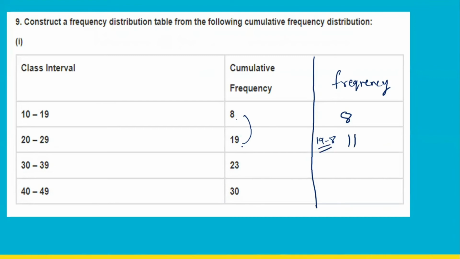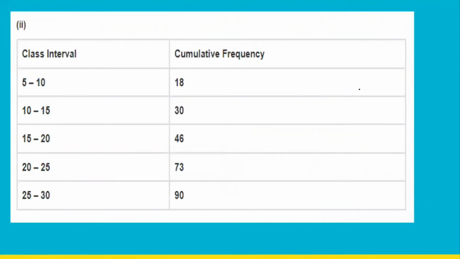So 23 minus 19, when you do, you get it as 4. And 30 minus 23, you get it as 7. Now, when you add this, you should get 30. Look, 11 plus 8, 19. 19 plus 4 is 23. 23 plus 7 is 30. So, to make the frequencies from cumulative frequencies, we are subtracting the first cumulative frequency from the second one. Continue with that.